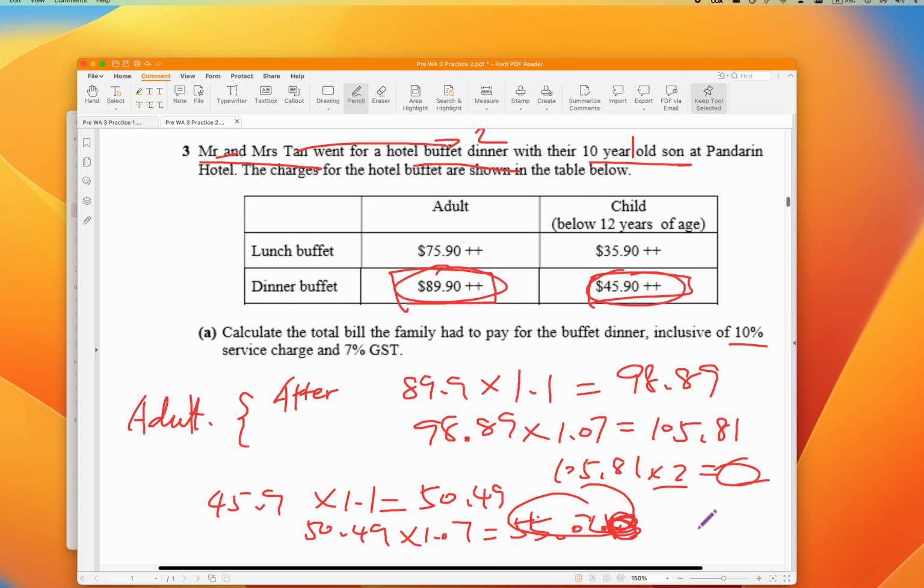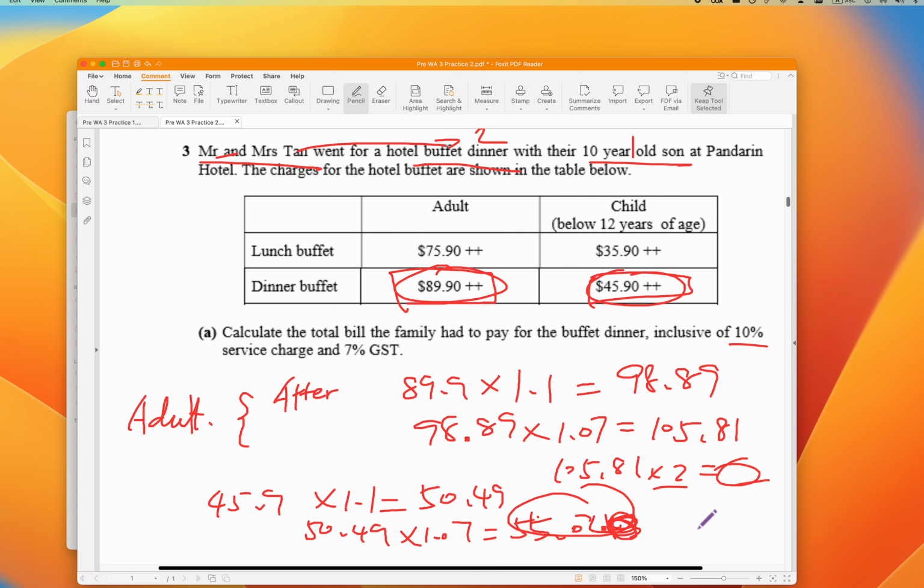Do you get the same answer? Still need to round. Up or down? Remember, let me look at your approach. For me, the approach is most important.